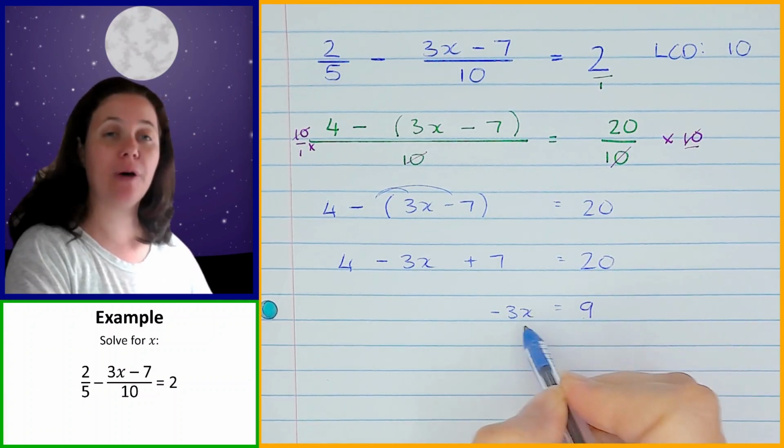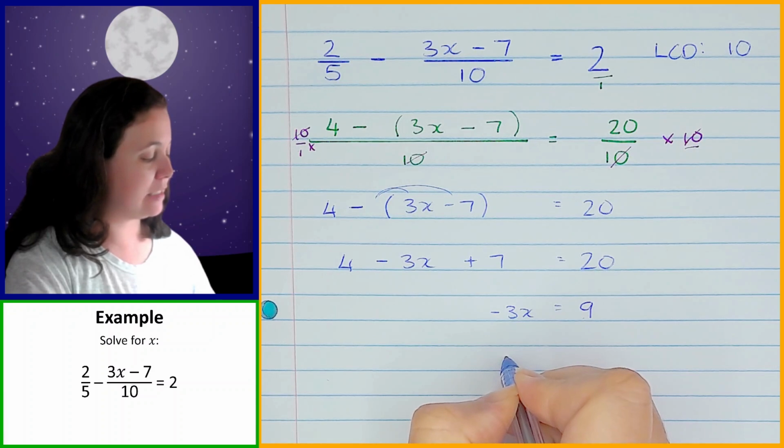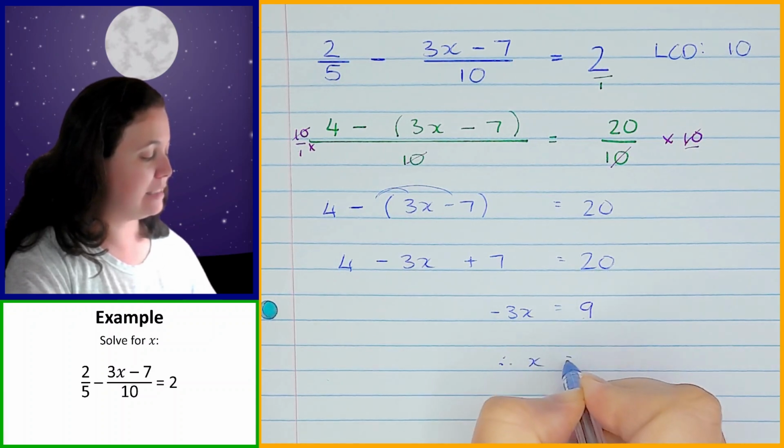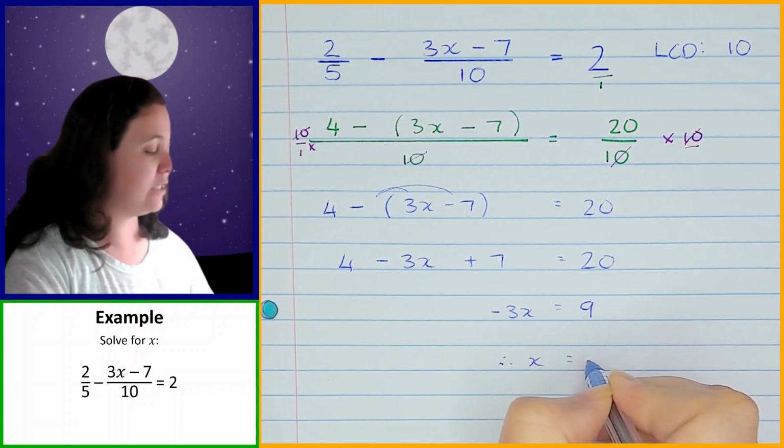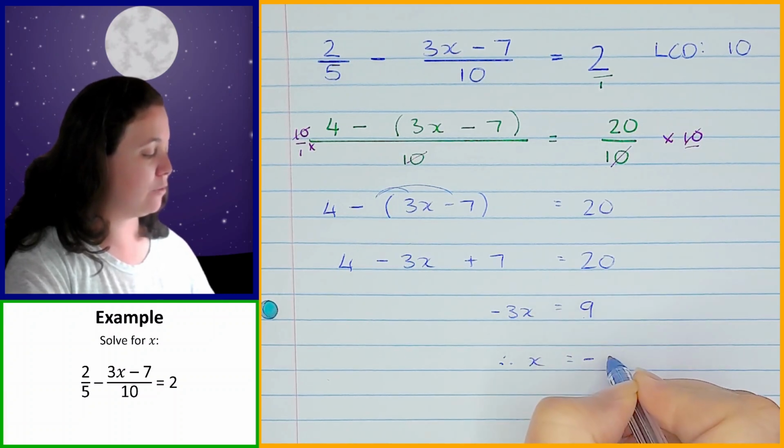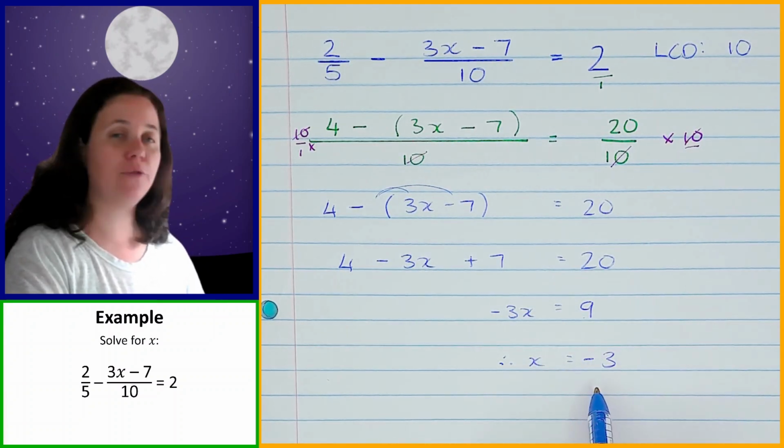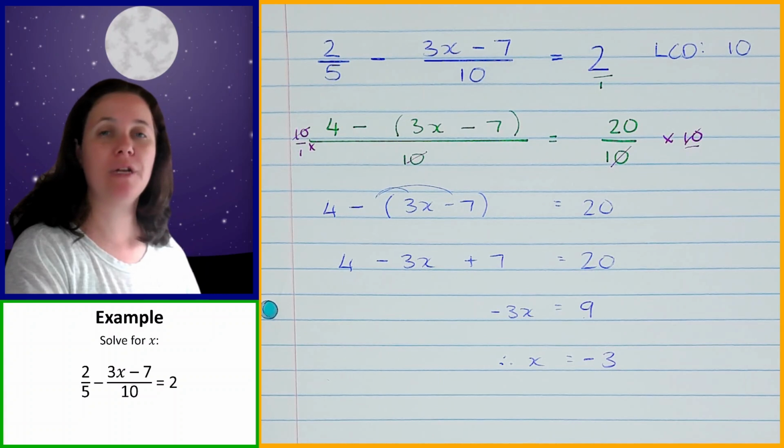And then we need to go and divide by the negative 3. So I get, therefore, x is equal to positive divided by negative is negative. 9 divided by 3 is 3. So you should get for this example that x is equal to negative 3.